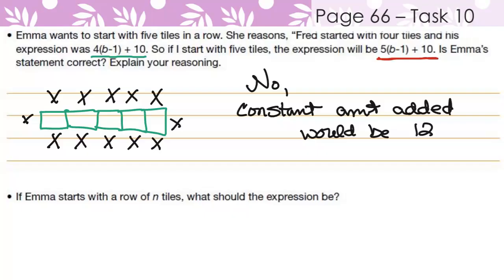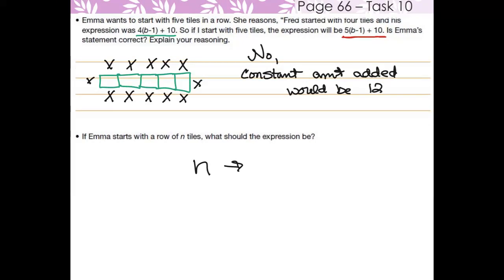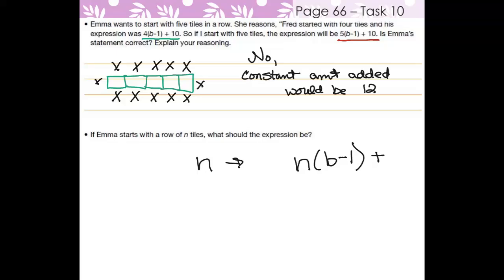So if Emma starts with a row of n tiles, what should her expression be? N tiles. Now look at the patterns we've been dealing with. She starts with n. So it's going to be, what am I going to start with here? N times b minus 1 plus, well, we don't know what n is, so how do we know how to figure that out?